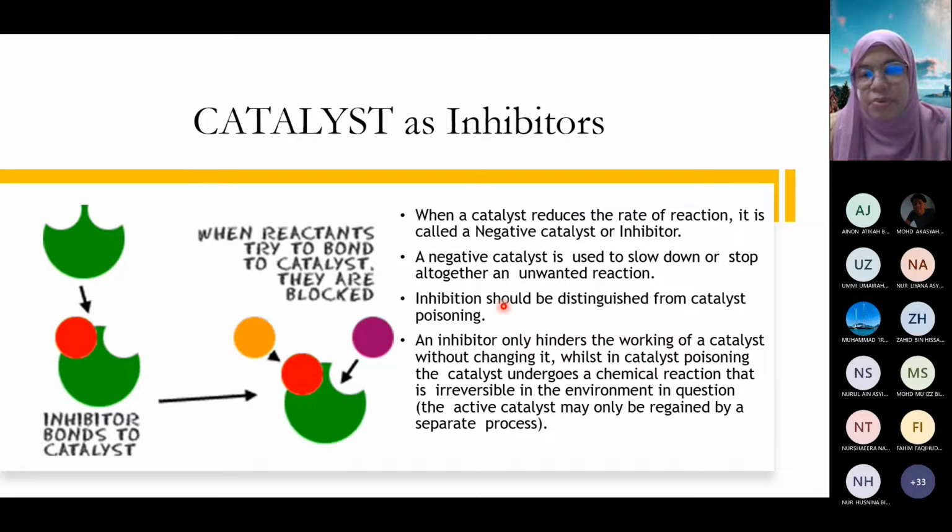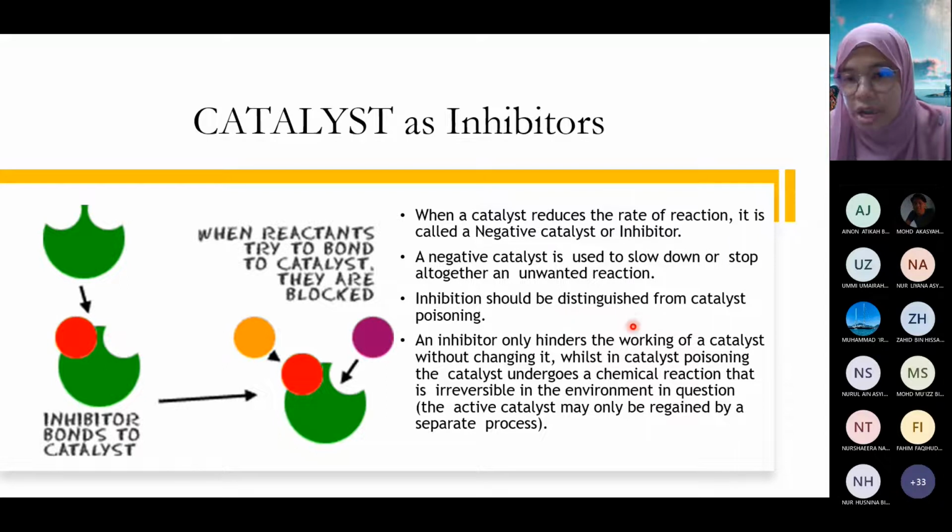Kalau yang poison tadi, we add another substance into the reaction to stop the function of catalyst. Itu poison. But inhibitors, the catalyst itself acts as an inhibitor. That's the difference between poison and inhibitors. So a negative catalyst is used to slow down or stop altogether an unwanted reaction.